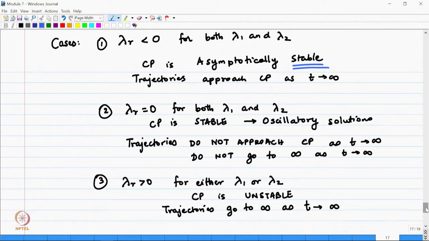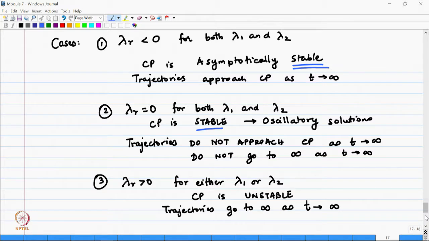Now on the other hand, if the real part is 0 for lambda 1, it has to be 0 for lambda 2 also. That means both lambda 1 and lambda 2 are purely imaginary. If they are purely imaginary, then we say that the critical point is stable, and the solution is oscillatory.